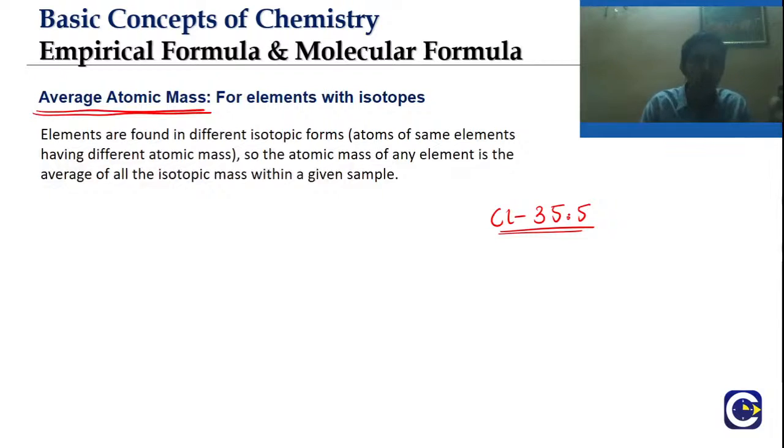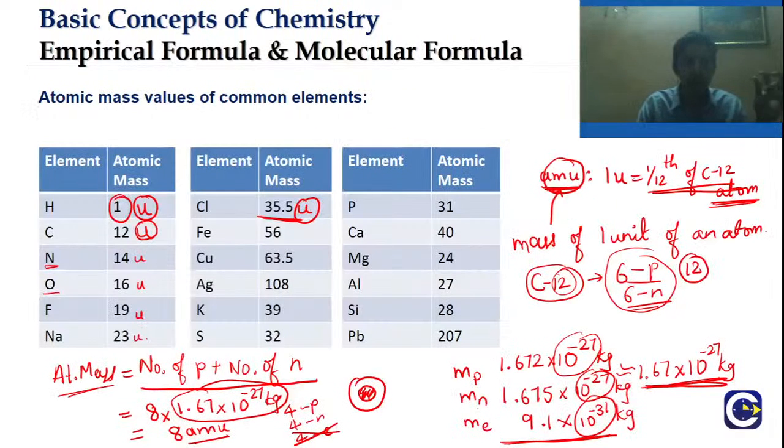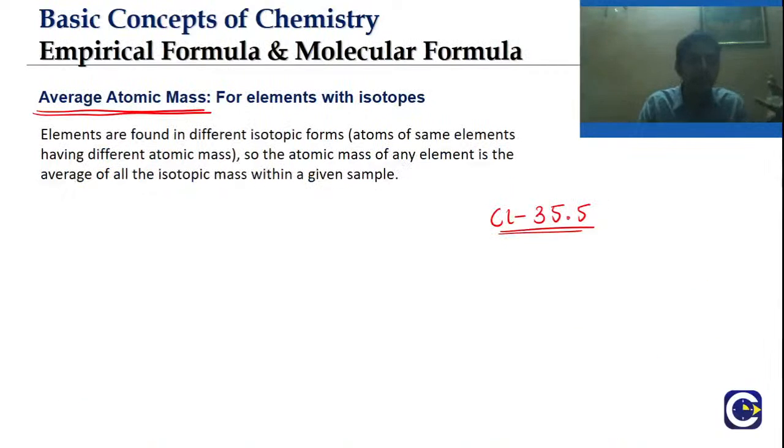Similarly, hydrogen, if you go exactly, it will be 1.008. Copper is 63.5. Why exactly is it so? That is explained by average atomic mass. Elements are found in different isotopic forms. Isotopic form means atoms of the same element having different atomic mass. So the atomic mass of any element is the average of all the isotopic masses within a given sample.